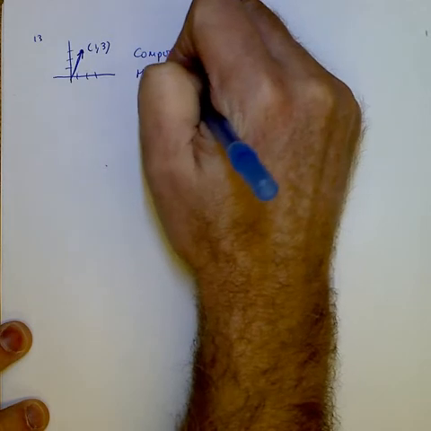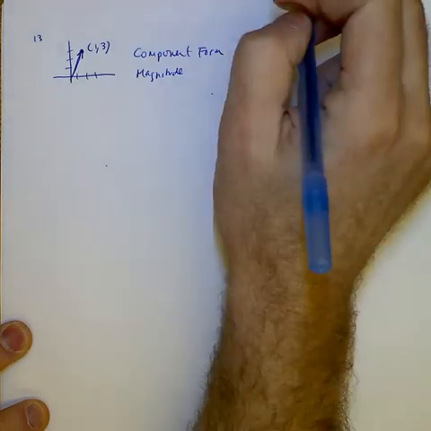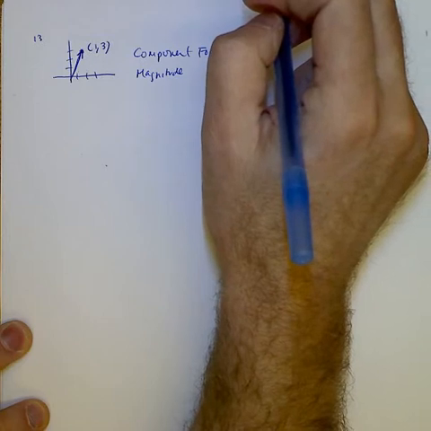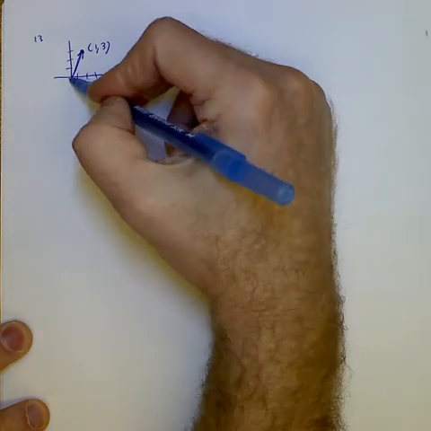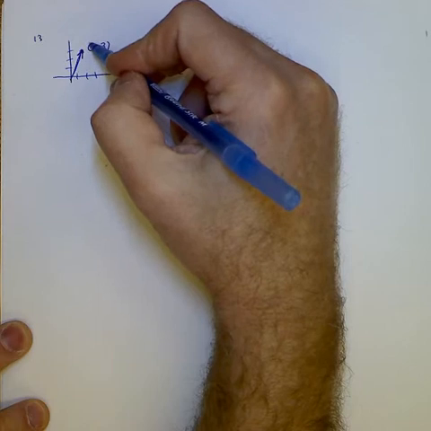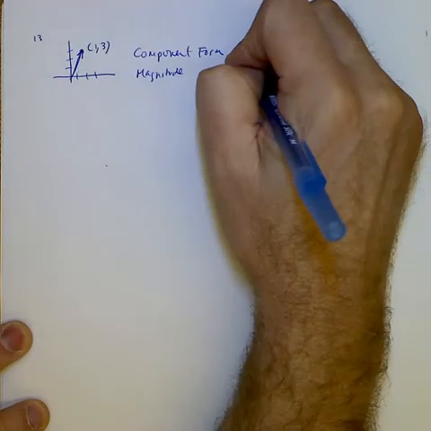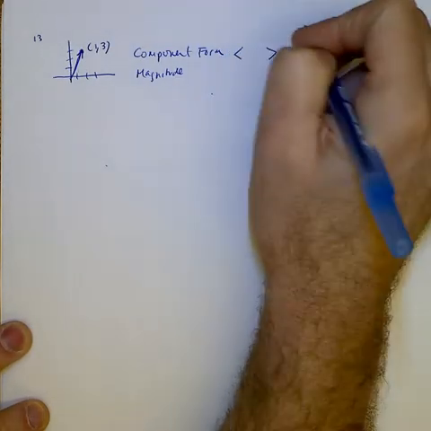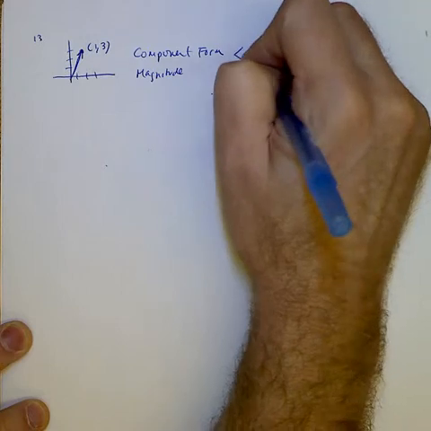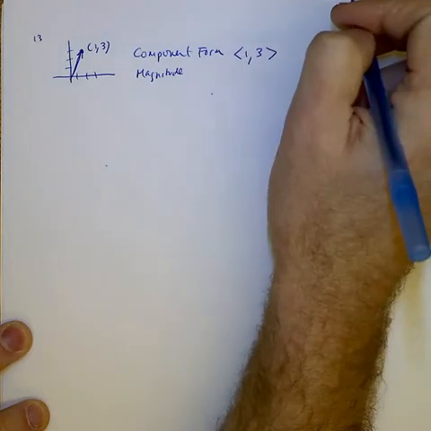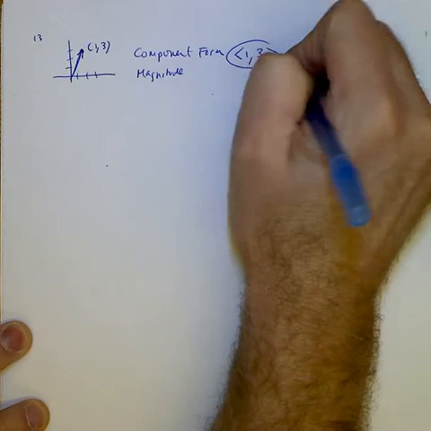Okay. So component form again is a vector that originates at the origin, which this one does, and what we reflect in the component form in these types of brackets is effectively the terminating point. So in this case, the vector terminates at 1 comma 3. This is our component form of the vector.